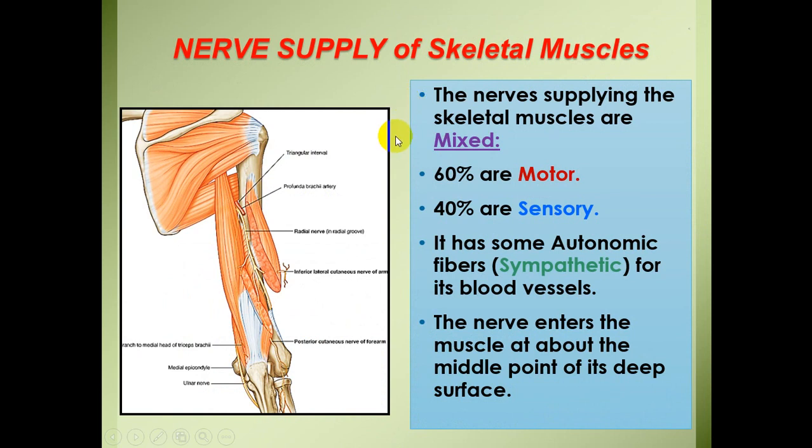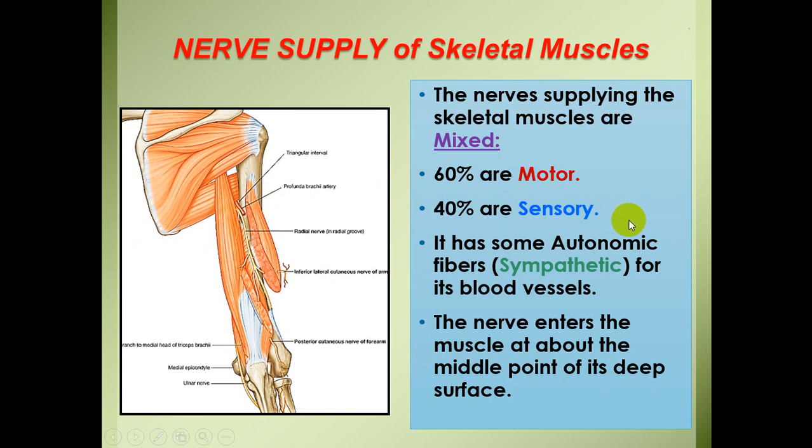So the skeletal muscles are acting at two levels. The voluntary action of the skeletal muscle is controlled by our higher nervous system, and that is conveyed by the motor fibers. Skeletal muscle are also supplied by sensory fibers. The motor fibers are 60% and the sensory fibers are 40%. These sensory fibers are responsible for completing the sensory component of the reflex arc, as we know that skeletal muscle can involuntarily be involved in reflexes.